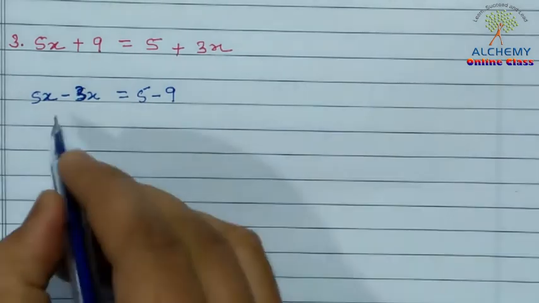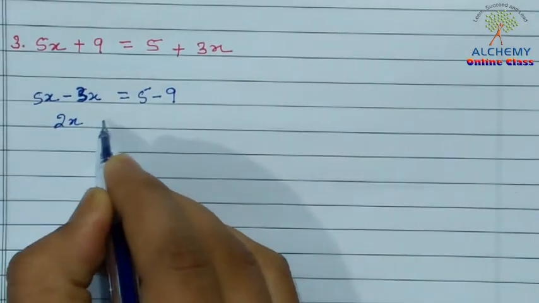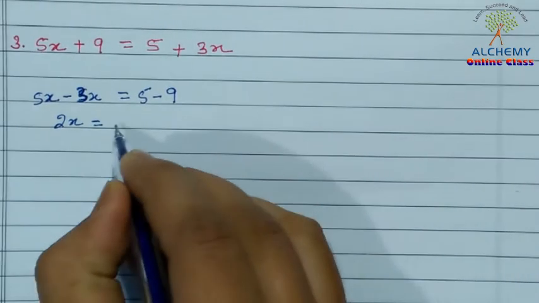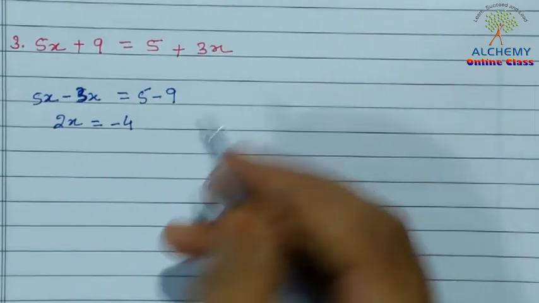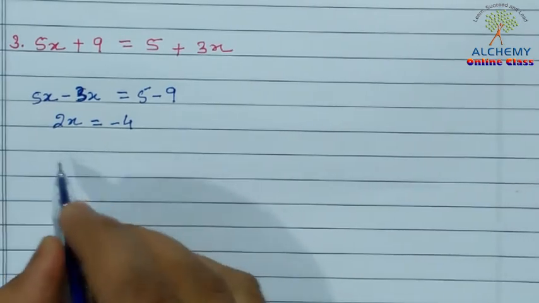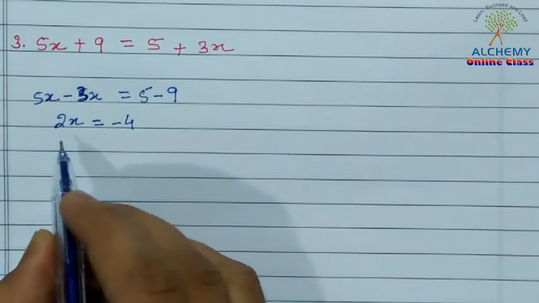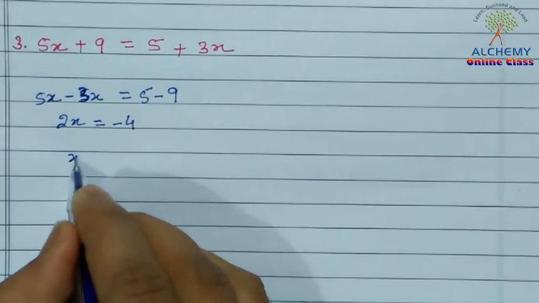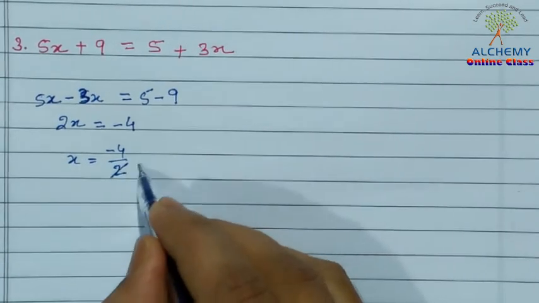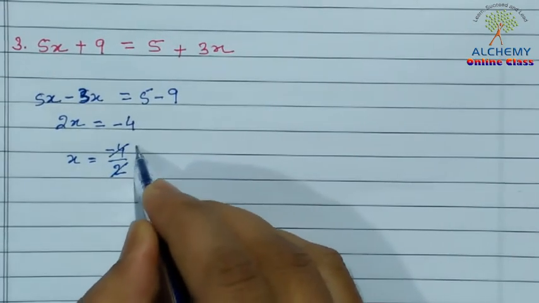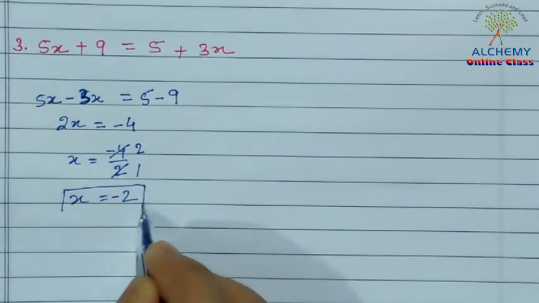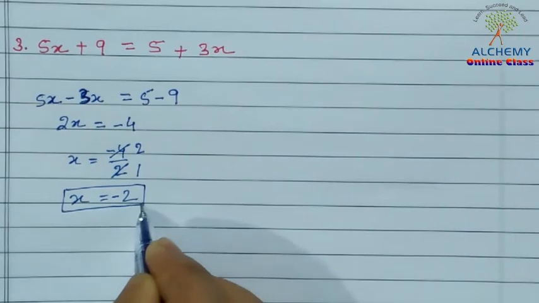When we solve this, we will get here 2x is equal to, when we subtract 9 from 5, we get here minus 4. Okay, because 2 is in multiplication with x here, so when this 2 goes to the other side, it will divide minus 4. Okay, so x is equal to minus 4 divided by 2. 2 ones are 2 and 2 twos are 4. So x is equal to minus 2. The value of x is minus 2.